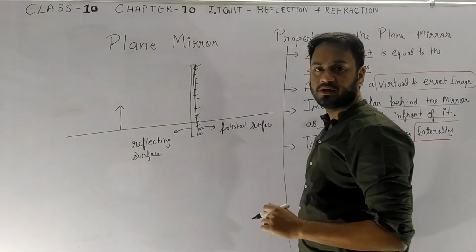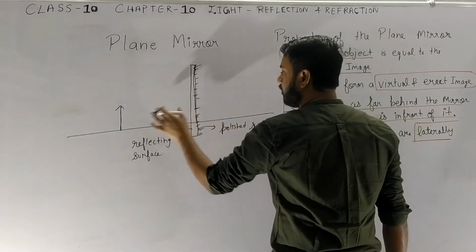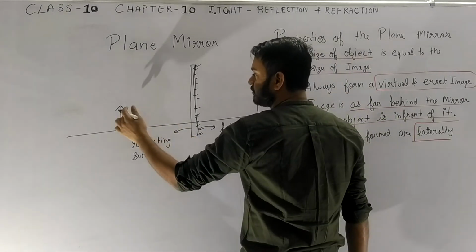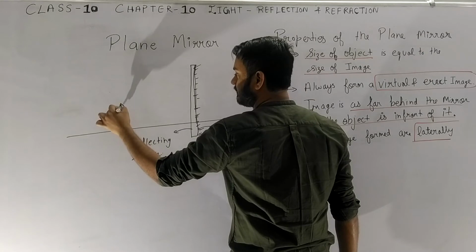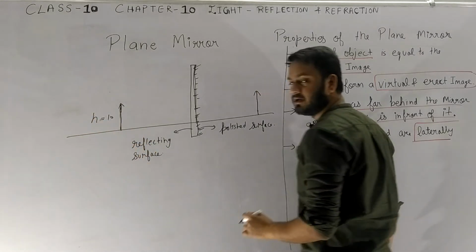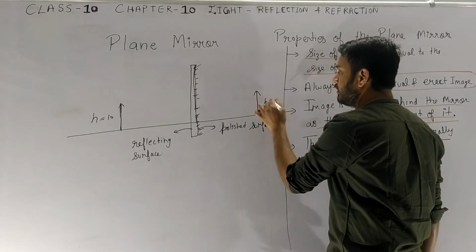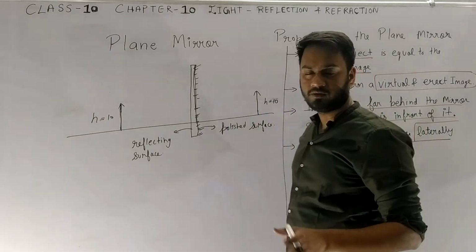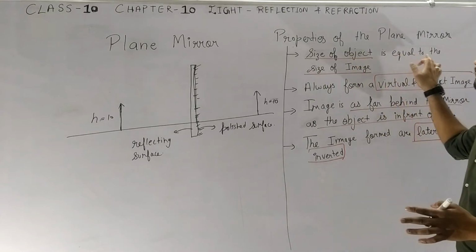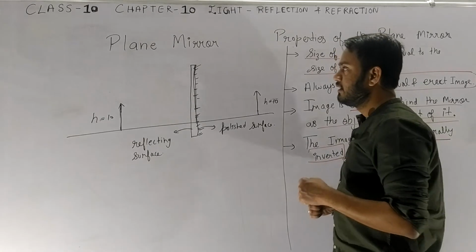Now we'll take this as a reference line, and suppose I put an object here in front of the plane mirror. The first property of the plane mirror is that it will always form an image of the same size as the object. Suppose we have an object of height 10 centimeter, then the image will always form a height of 10 centimeter. So this is the first property: the size of the object is always equal to the size of the image.